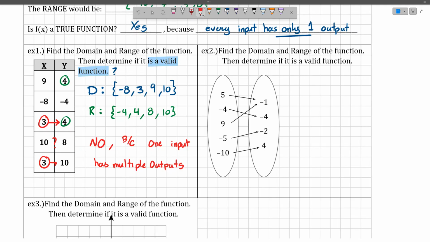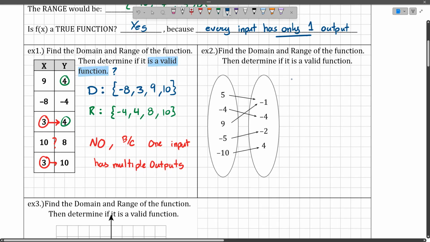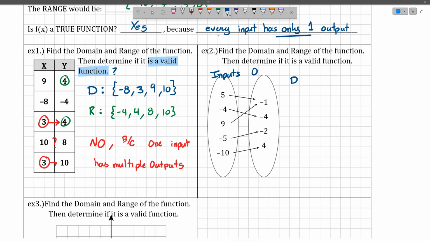All right, let's try another one. What's the domain? Left is always your inputs. Right is always your outputs. How about you pause the video and give this one a try? Okay, you've paused the video. I'm certain of it. Let's speed run this. What's the lowest? -10, then -5, then -4, then 5, then 9. No repeats. So this is looking really good.